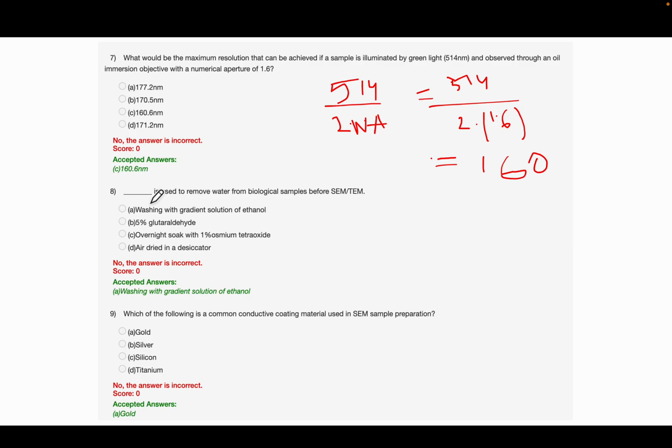The next question, what is used to remove water from biological samples before SEM and TEM? Washing with gradient solutions of ethanol is the right answer. We gradually increase the percentage of ethanol, 20, 30, 50, 70, 100, and likewise we remove water from biological samples. Which of the following is a common conductive coating material used in SEM sample preparation? Gold.